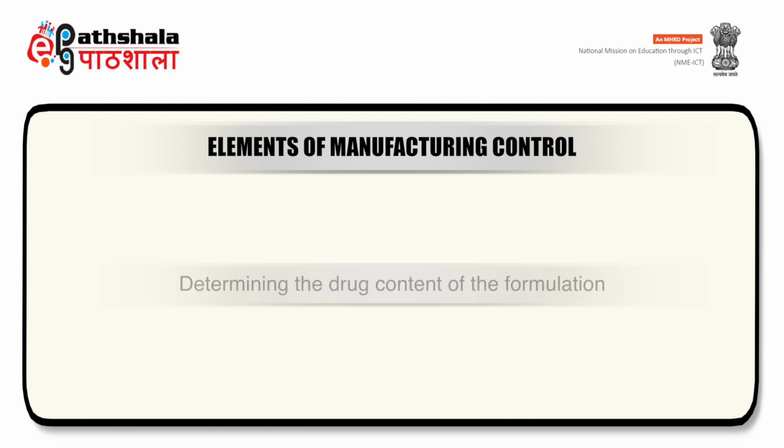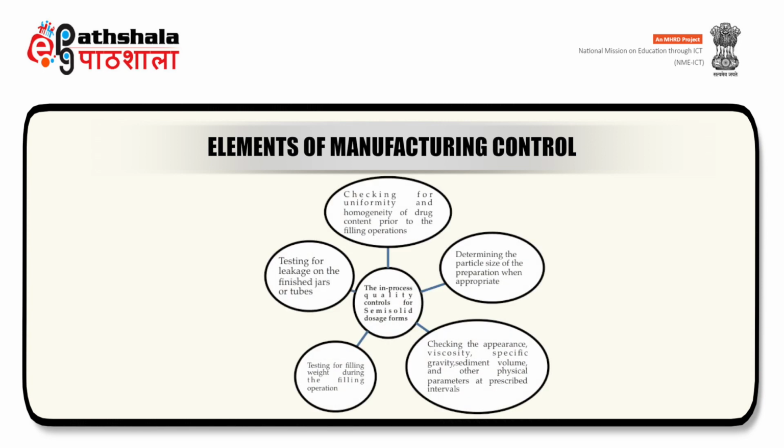The in-process quality control for semi-solids includes checking for uniformity and homogeneity of drug content prior to filling operations, determining the particle size of the preparation when appropriate, checking the appearance, viscosity, specific gravity, sediment volume, and other physical parameters at prescribed intervals, testing for filling weight during the filling operation, and testing for leakage on the finished jars or tubes.